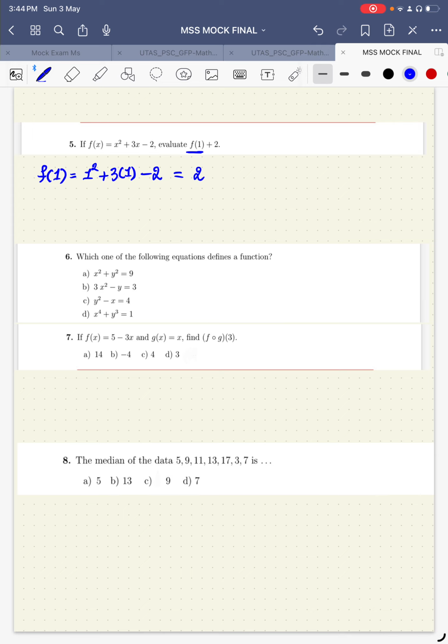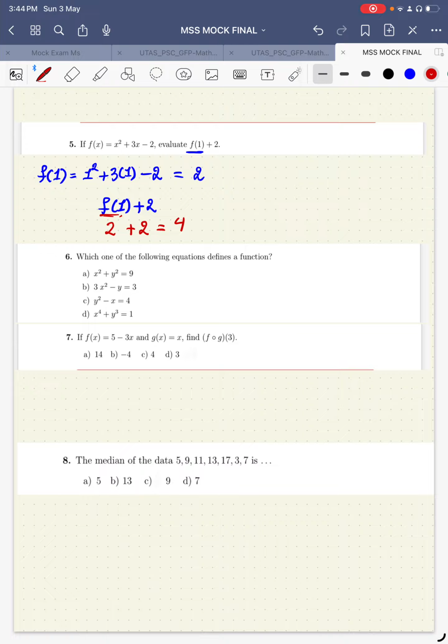Now remember, they want me to find f of 1 plus 2. I found f of 1 to be 2. So I'm gonna have 2 plus 2, which is gonna give me 4.